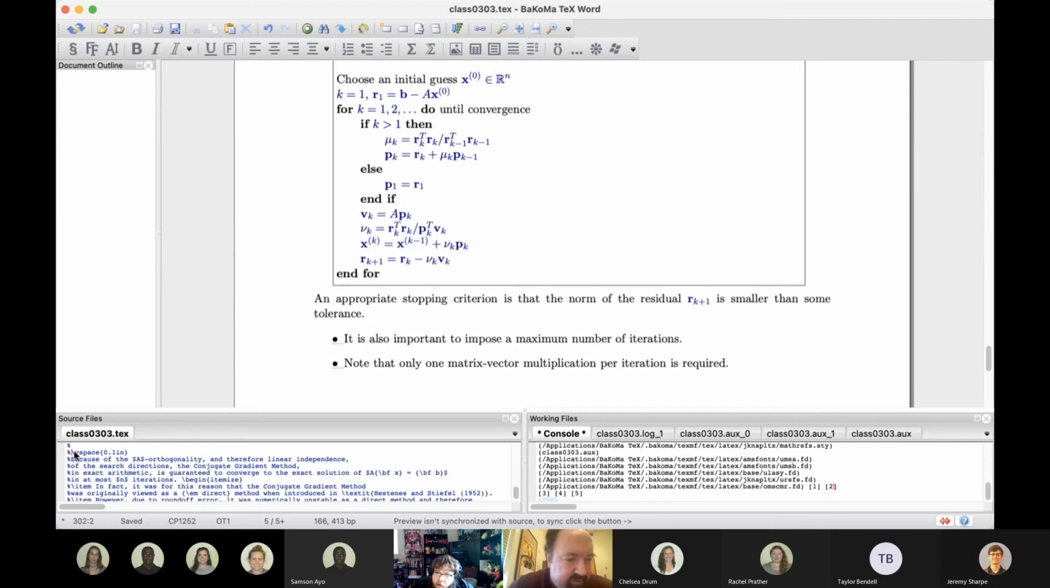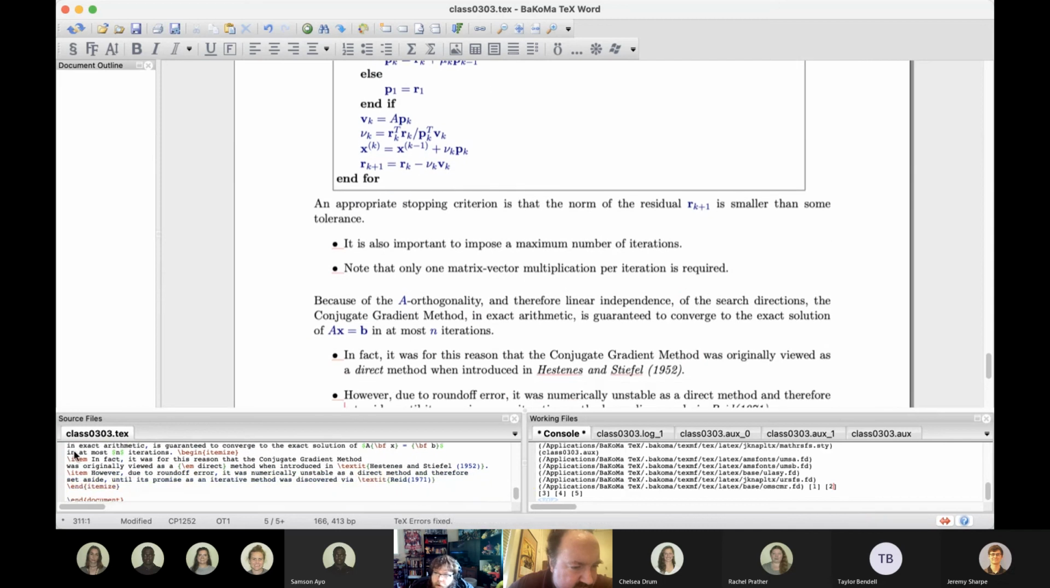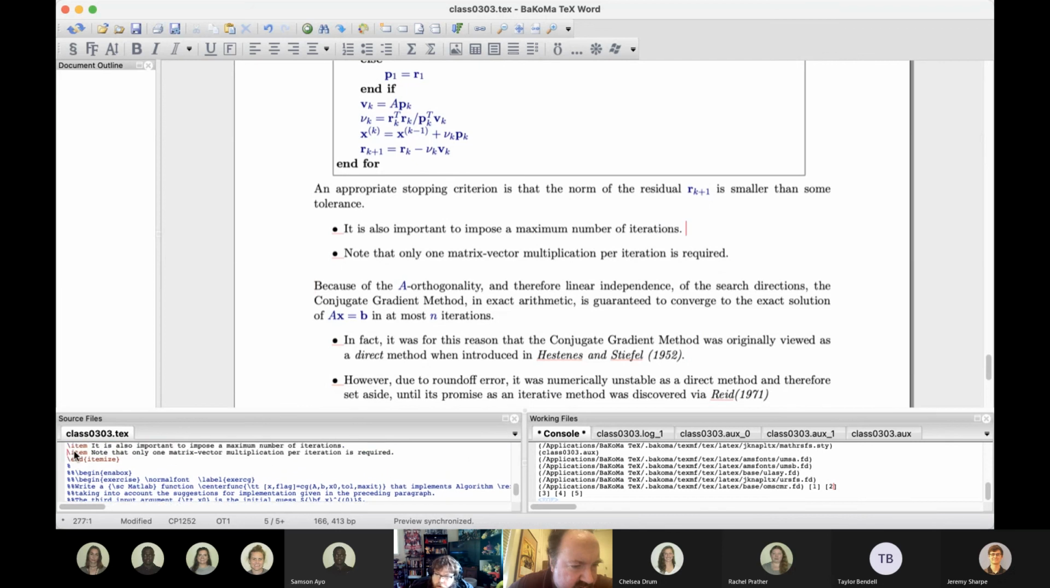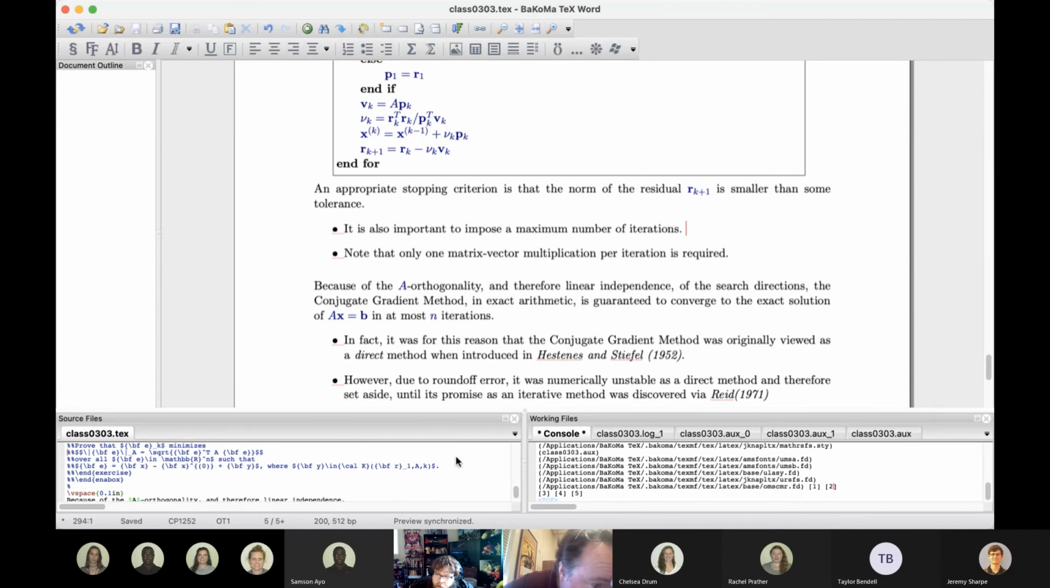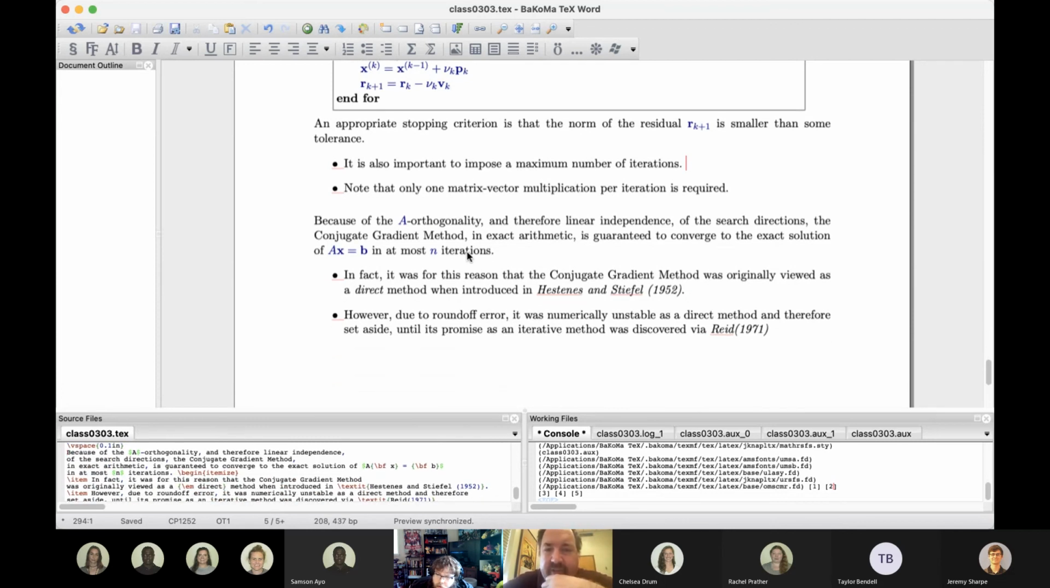And actually that leads to my next properties. Convergence in at most n iterations, at least in exact arithmetic. In fact, when Hestenes and Stiefel invented conjugate gradient, they didn't think of it as an iterative method. They thought of it as a direct method because it would produce the solution of Ax equals b if you ran it all the way to completion, to n iterations.